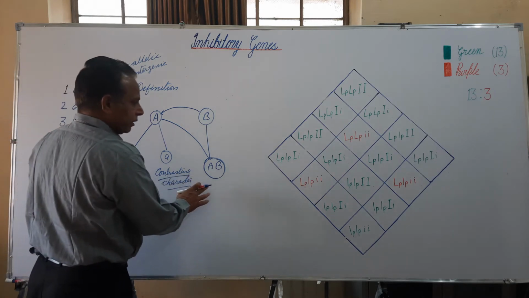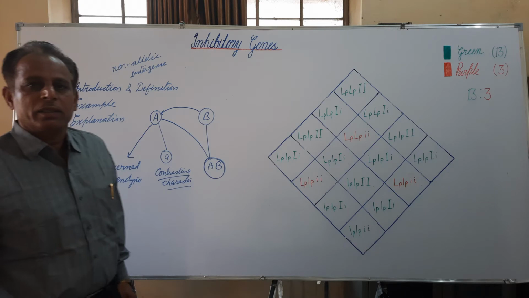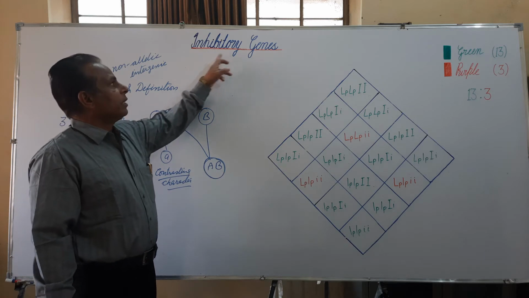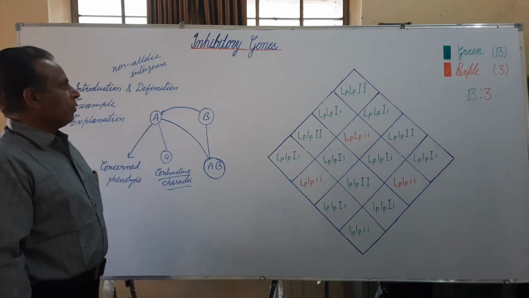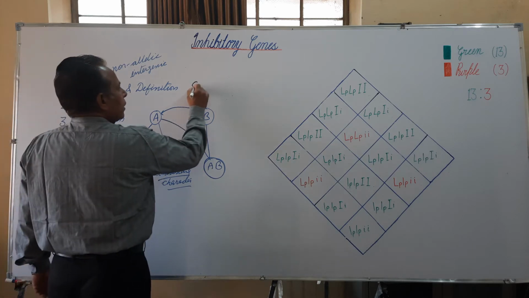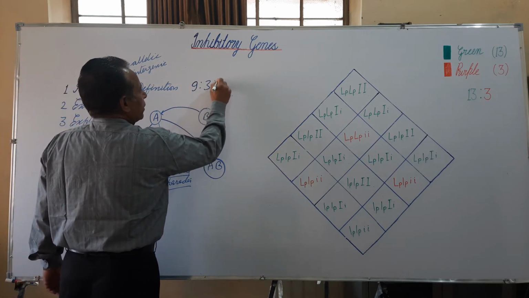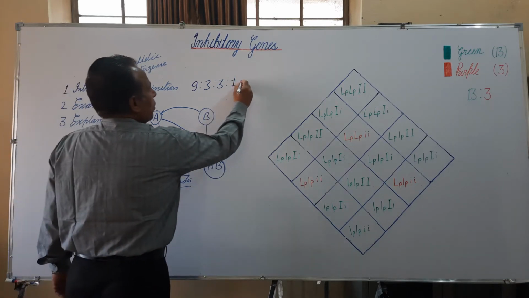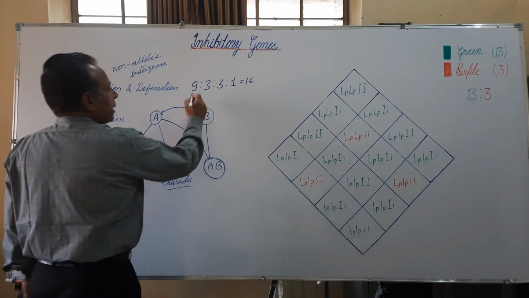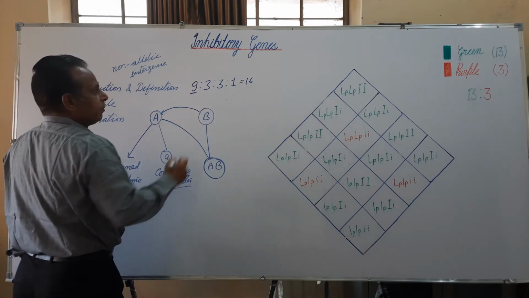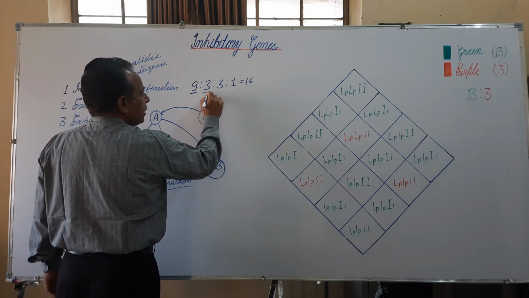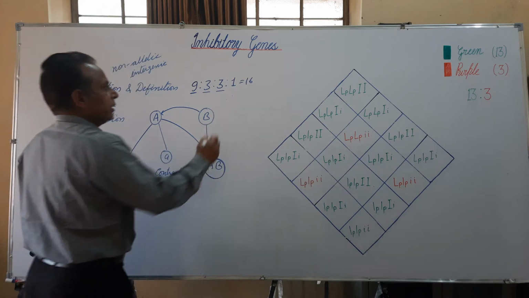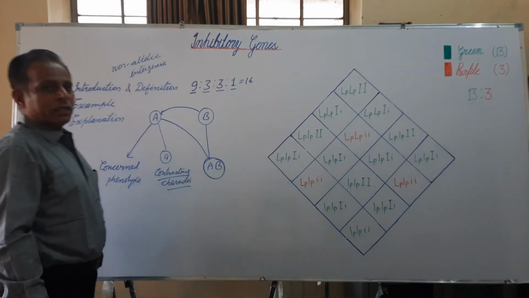On the basis of this discussion, we can calculate the phenotypic ratio in the F2 generation of inhibitory gene interaction. We know the Mendelian typical dihybrid phenotypic ratio is 9:3:3:1. Out of the 16, the 9 possess both the dominant gene. In 3, one dominant gene present alone, and in another 3, another dominant gene present alone, and in the 1, both the genes are present in the recessive condition.